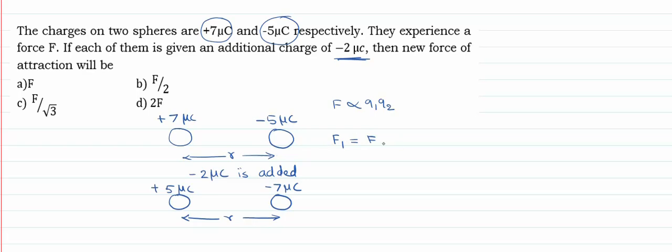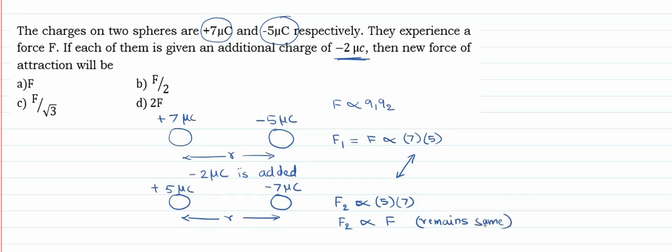Initially he has given F, and that F is proportional to 7 into 5. After adding, I will take F2, which will be proportional to 5 into 7. If you observe these two, 7 into 5 and 5 into 7 are the same. So you can say F2 is proportional to F, or it remains the same. The new force of attraction will be the same as before adding. So our option is A. Clear, students?